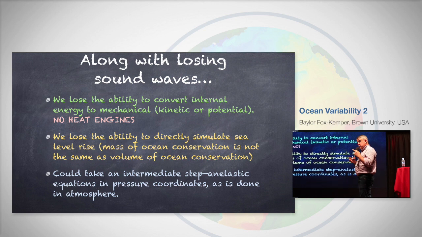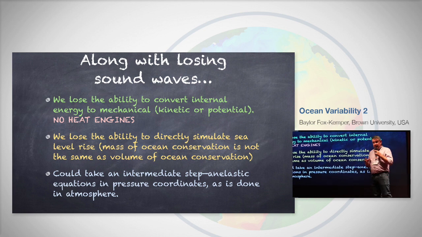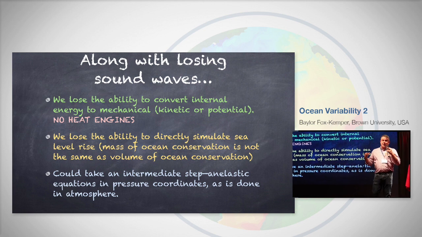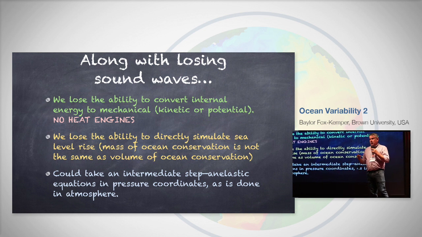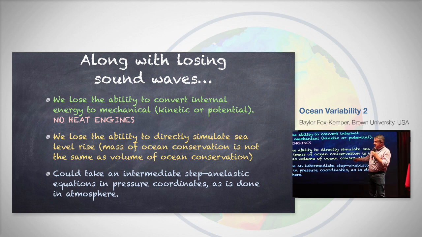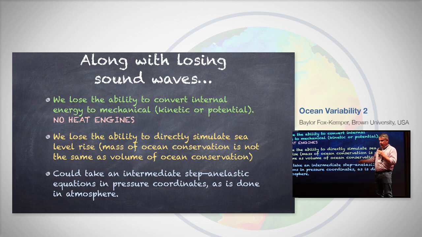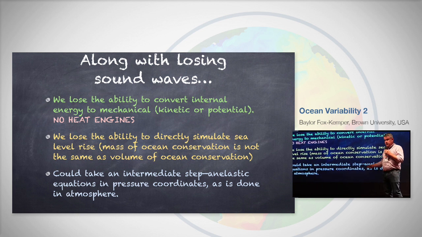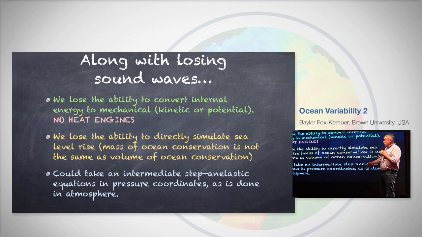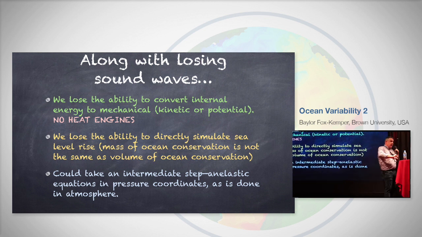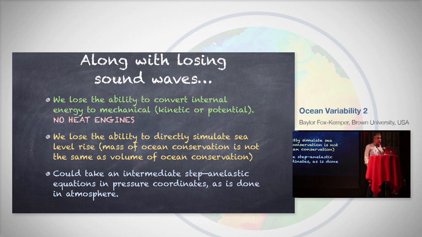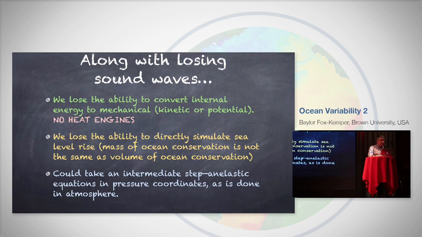When the ocean expands because of warming, it expands in volume, not in mass. And so this now becomes a more difficult detective job to figure out what our simulations infer about sea level rise, because we can't directly simulate it once we made the Boussinesq approximation. We could address these to some extent by taking an intermediate step, but that makes our equations more complicated, harder to solve, less efficient. So we tend to use Boussinesq models anyway.